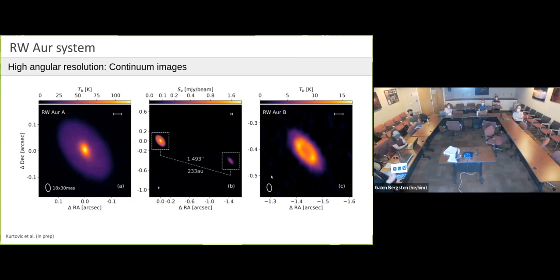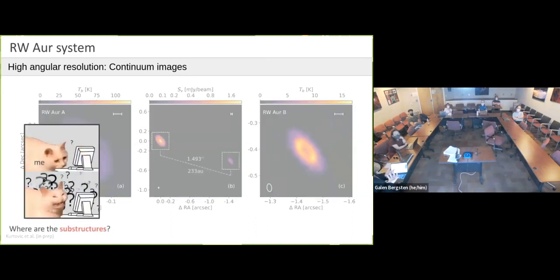And something that was striking to me is that when I looked at RW Aur A, I couldn't see any obvious structure. I don't see any ring. I don't see any spiral. And I was really puzzled at the time. So I finished the calibration. I made this last final image. I saw nothing. And I really didn't understand at the beginning what was happening. I thought it was maybe my fault. It wasn't enough angular resolution. Maybe the image was not high quality. But no, that is not the problem. It's truly that the primary disk has nothing.